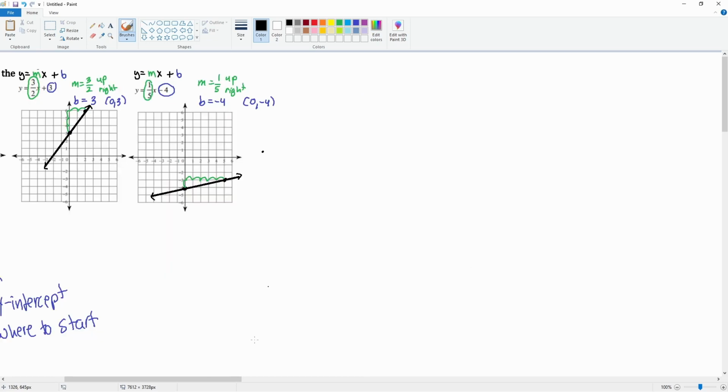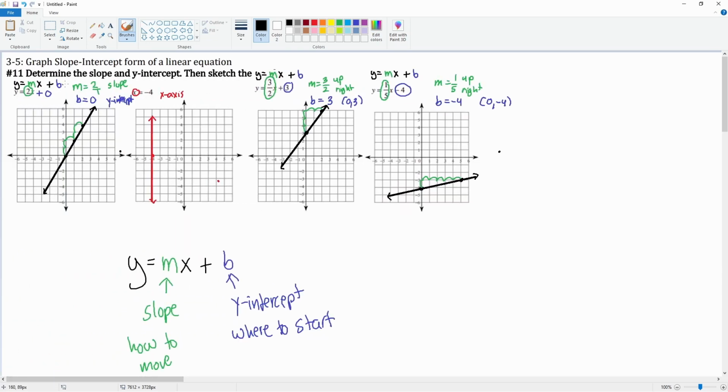So there you go. You have to be able to find the y-intercept as well as the slope to graph in slope-intercept form. All right.